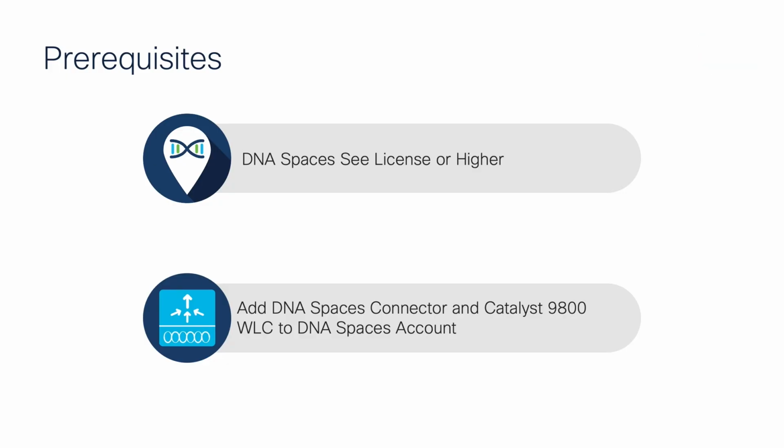Before we get started, please ensure that you have already added the DNA Spaces connector and 9800 WLC to your DNA Spaces account, and ensure you have at least the DNA Spaces C license in order to enable OpenRoaming. If you have not, please watch the DNA Spaces 101 Episode 2 video where we'll cover how to do this. You can find this video in the description below.